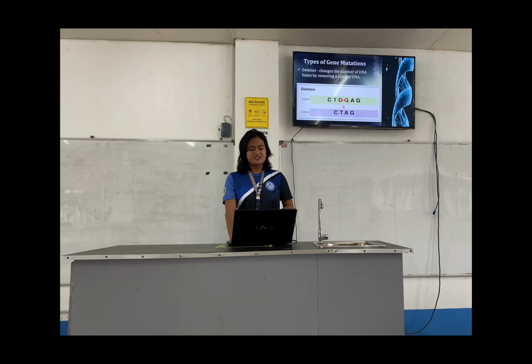The next type of gene mutation is the deletion. This deletion changes the number of DNA bases by removing a piece of DNA. So from the word itself, deletion.